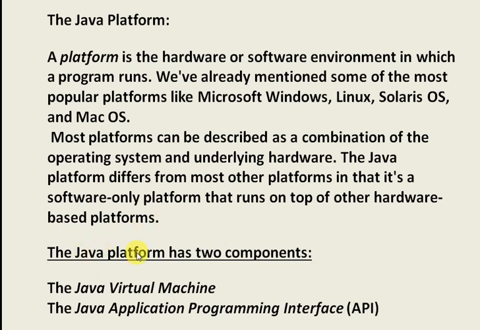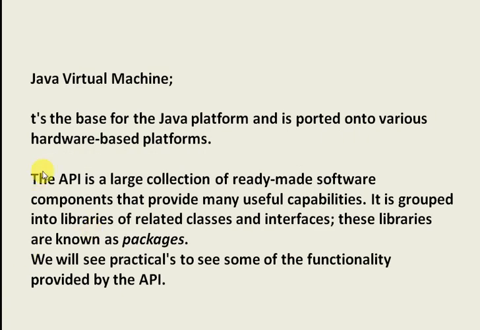So this is called the Java platform, and it is also known as the Java Virtual Machine, as well as the Java application programming interface. It is again discussed here: a definition of JVM, and a definition of API. We know the API is a large collection of ready-made software components that provide many useful capabilities. It is grouped into libraries of classes and interfaces, and these libraries are known as packages. In the practical, it will be clear what the packages are and how they help us develop a program.